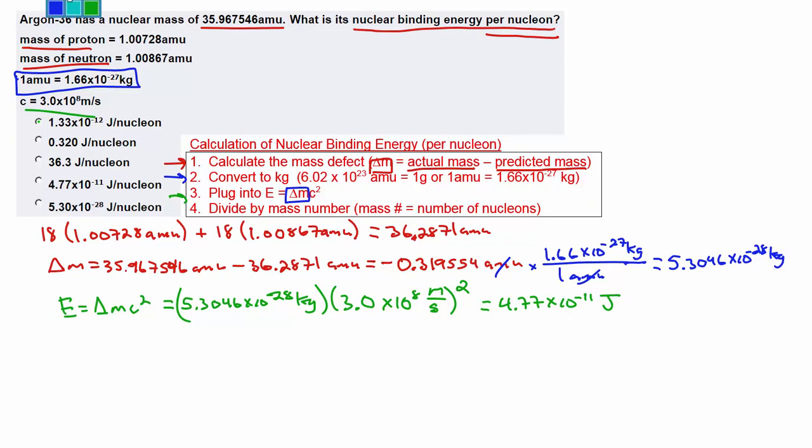So the last step here, we want to change this into per nucleon. We need to divide this by the actual number of nucleons, the total number of protons and neutrons in the nucleus, which is the same as the mass number, 36 for argon-36. If we do that, we're going to come out with the correct answer here, 1.33 times 10 to the negative 12 joules per nucleon. There indeed is your correct answer.